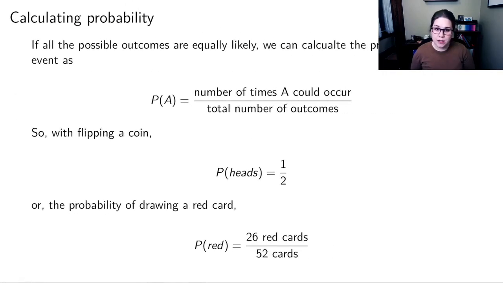And if we need to calculate the probability, we do a fraction. We have the number of times that A can occur divided by the total number of possible outcomes. So if we're going to flip a coin, getting heads would be 1 out of 2 outcomes, heads or tails. And drawing a red card, that's 26 cards out of the 52 cards in the deck. So you can just calculate it as this proportion or just kind of a fraction.